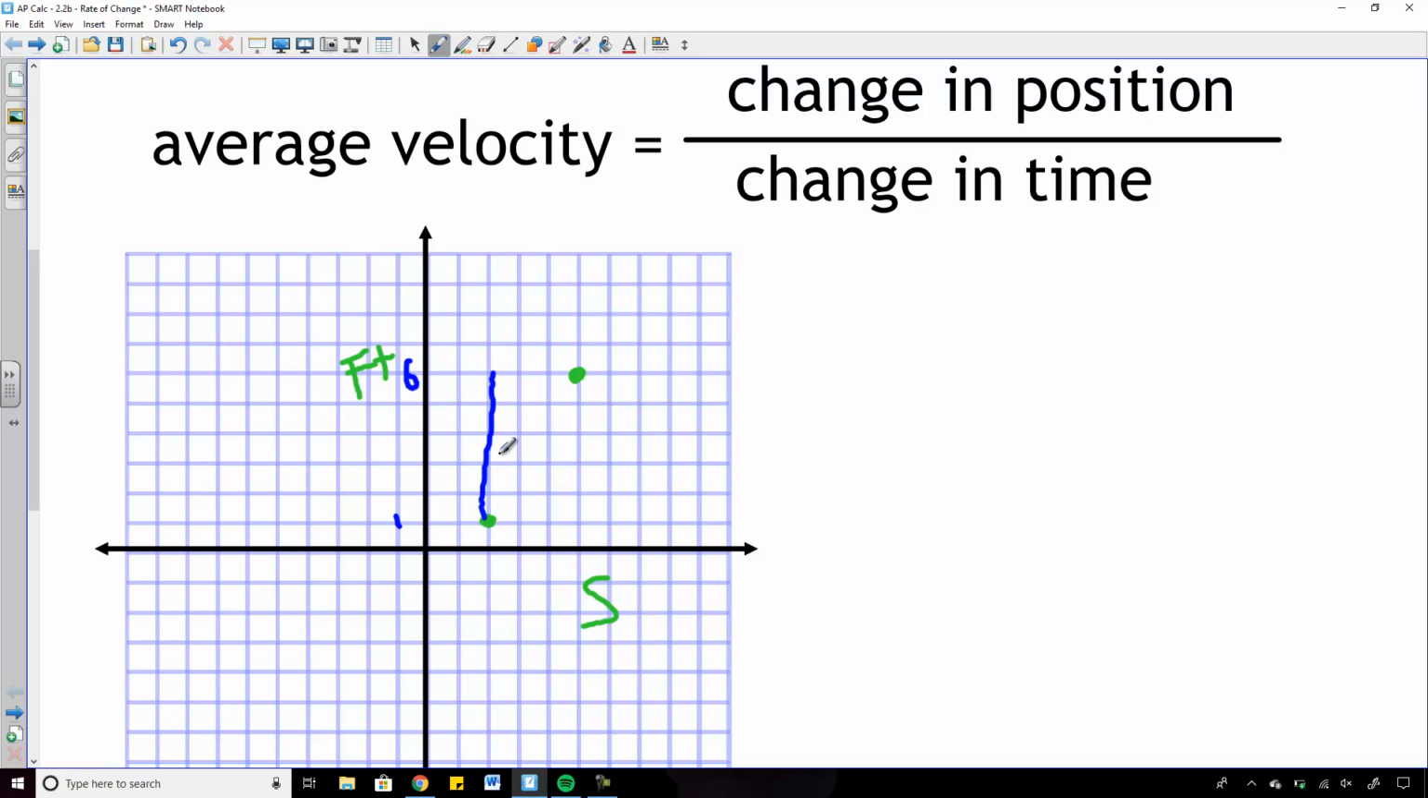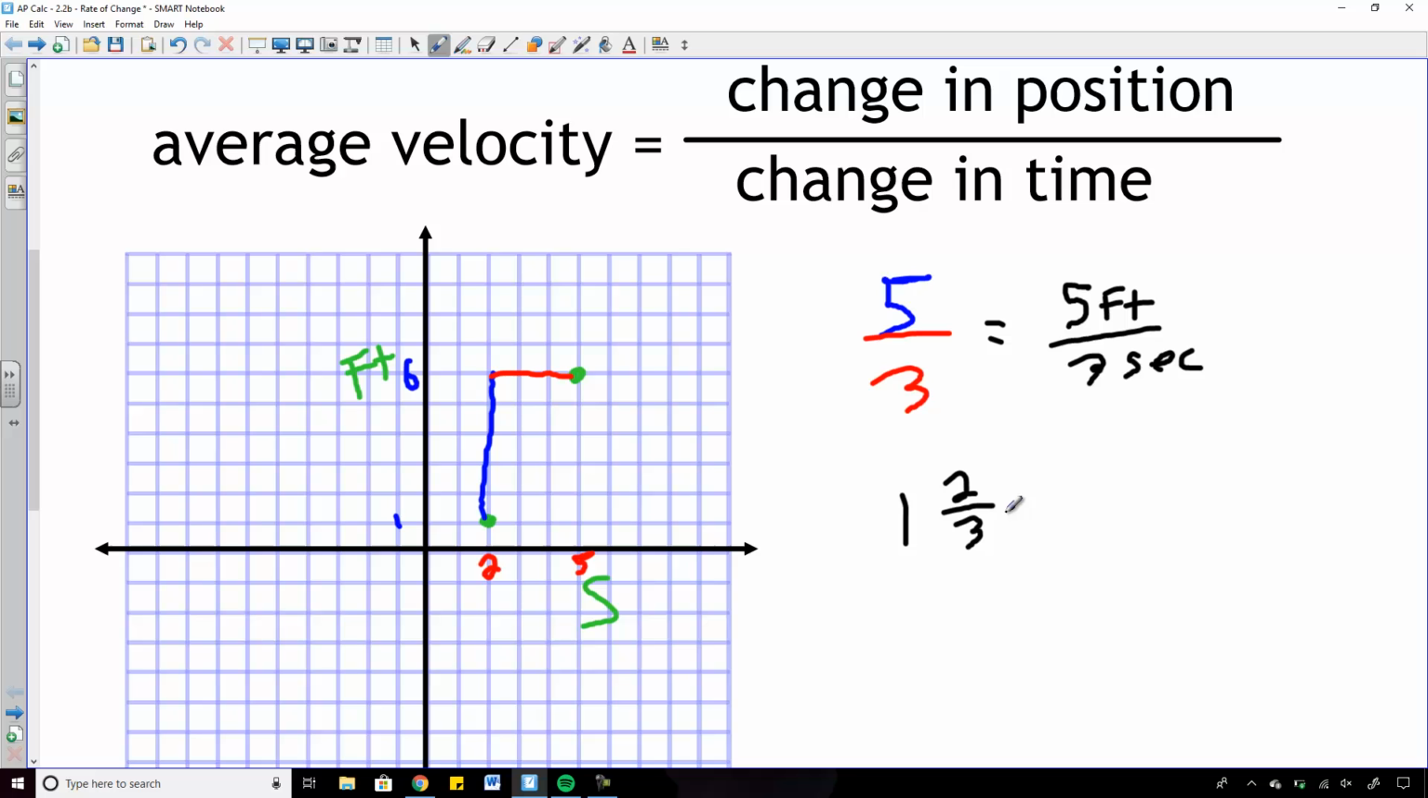So what's our change in position? It's very simply 5. y2 minus y1. What's our change in time? Change in position over change in time. So if this is 2 seconds, and this is 3, 4, 5 seconds, right? We know that our change in time was 3 seconds. So what happened is we ended up going 5 feet in 3 seconds. And if we look at that again, that's 1 2/3 feet per second. That's our average velocity, how fast we went on average.